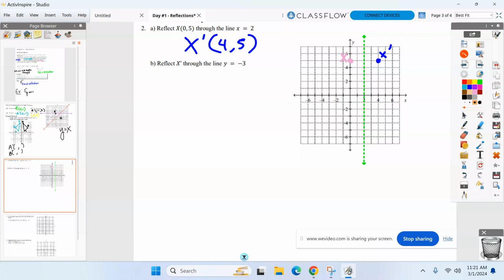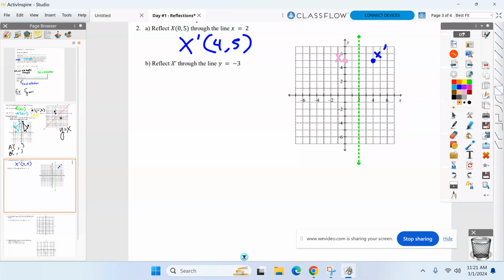All right, next up, in all seriousness now, you really have to be careful this unit reading directions because you have to know, what am I reflecting? Now the case is I'm reflecting x prime, so I'm not going back to (0, 5). I'm going to stay with (4, 5) and reflect that through y equals -3, which now we know is a horizontal line.